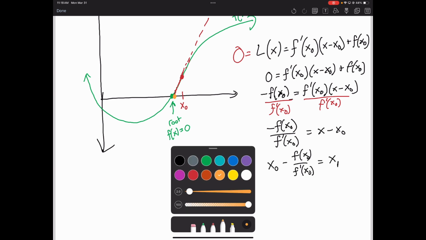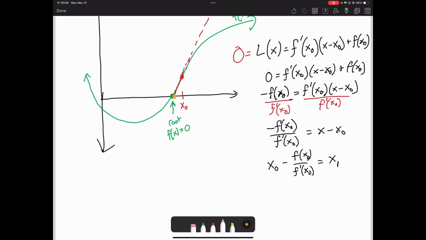Remember, Newton's method is iterative, which means we can do this repeatedly. We can do this over and over again. So what does my solution become? Like I just said, it becomes my next guess. It becomes what we call x sub 1. So that becomes x sub 1.